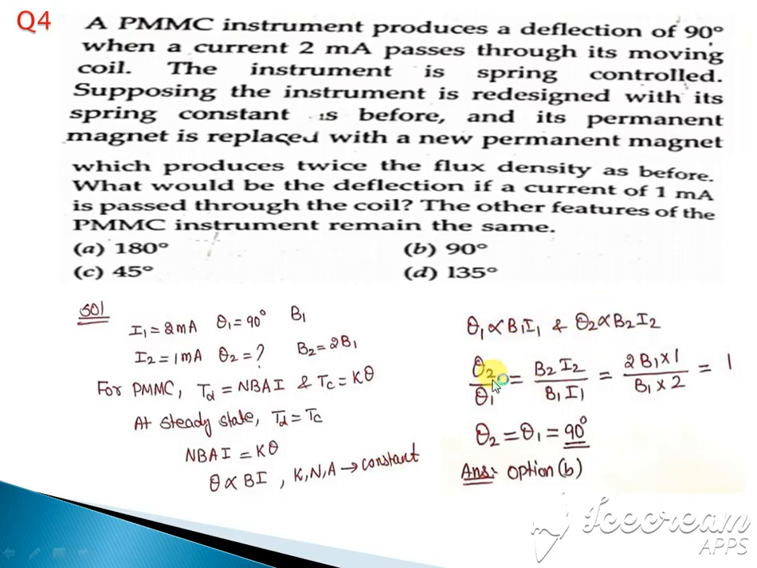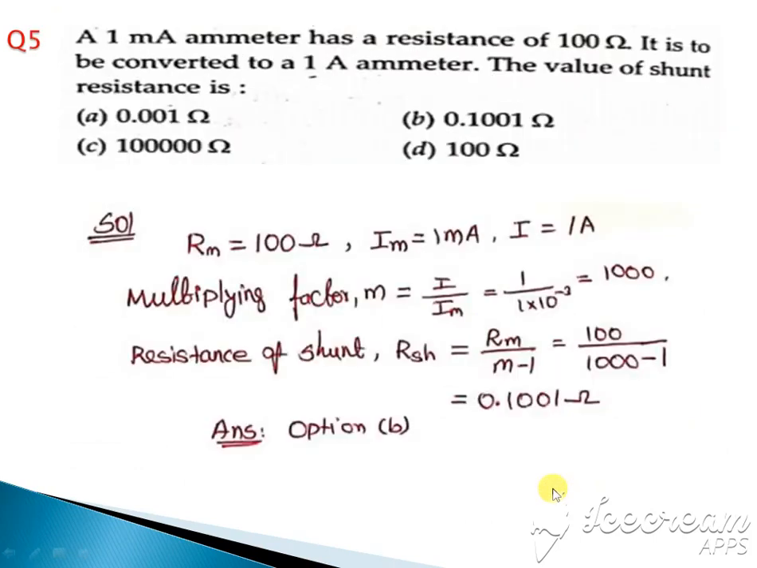So we get theta 2 by theta 1 is equal to 1. So theta 2 is equal to theta 1. Already we know theta 1 is 90. So answer is 90 degree. So answer option B.